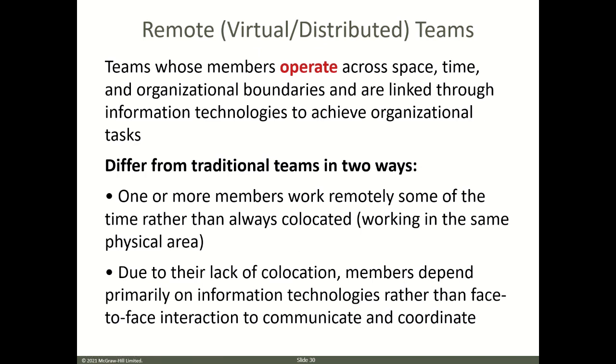Now, if we talk about the remote or virtual dispersed team, these are teams whose members operate across space and time. These days, due to the coronavirus, COVID-19, the organizations' working style has entirely and permanently changed. Some organizations want people to work from home, and they save a lot of time, so it is a win-win situation for both. So these teams, whose members operate across space, time, and organizational boundaries, are linked through information technology to achieve the organization's task.